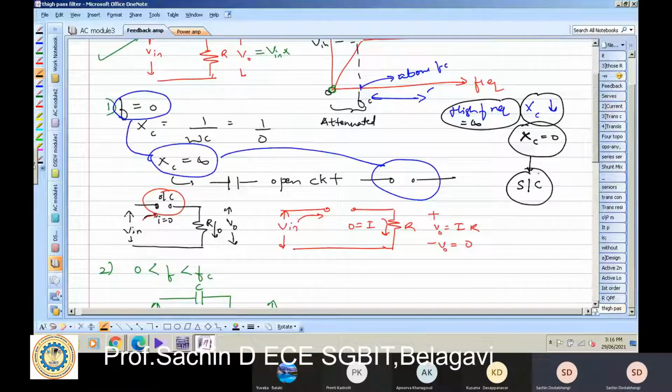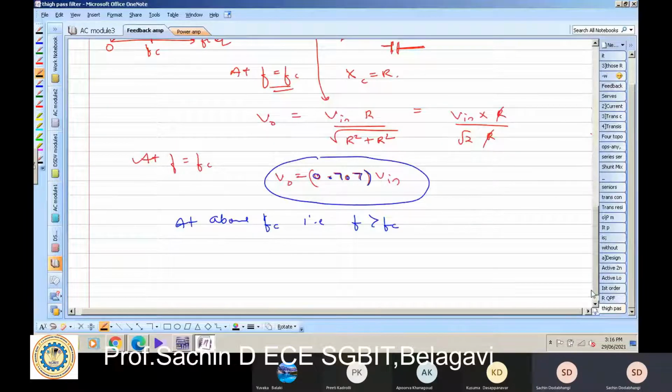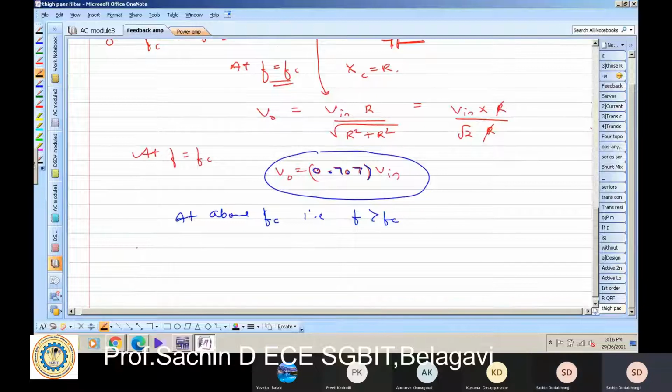So now I will draw this capacitor as a short circuit. When I replace this capacitor by a short circuit, this is my input voltage and this is my output voltage. So here the capacitor is short circuited.